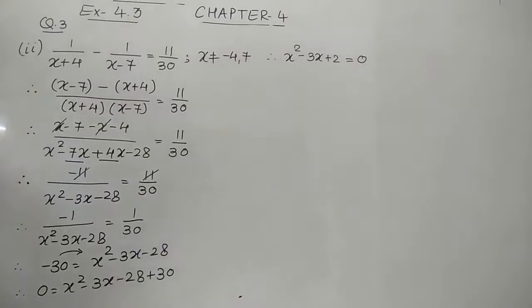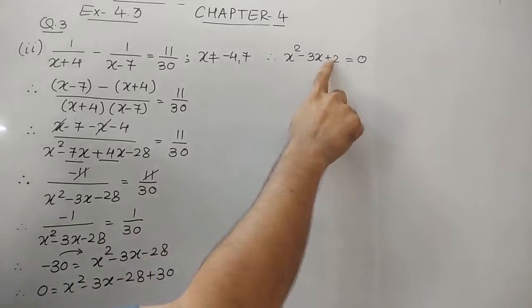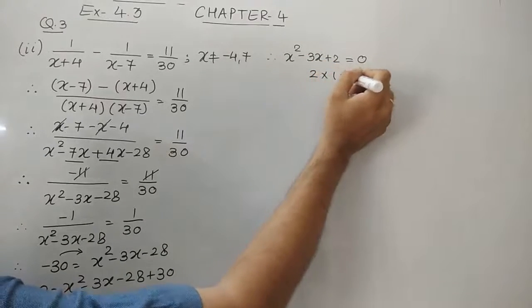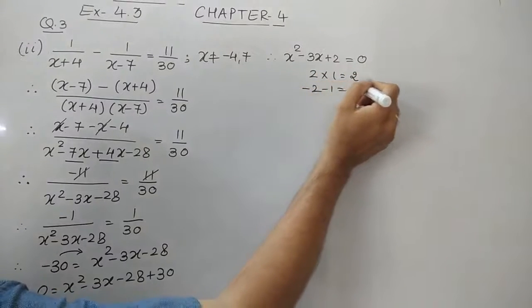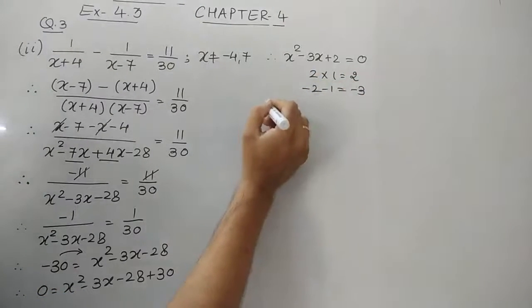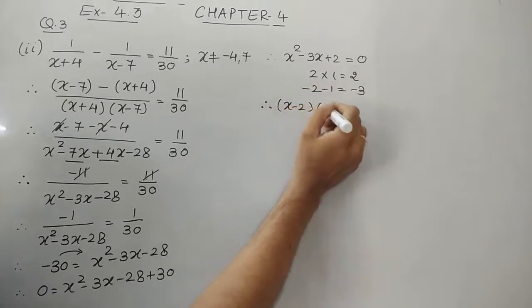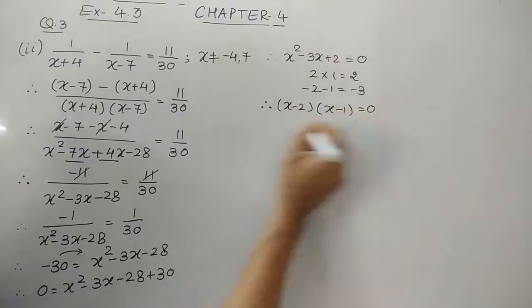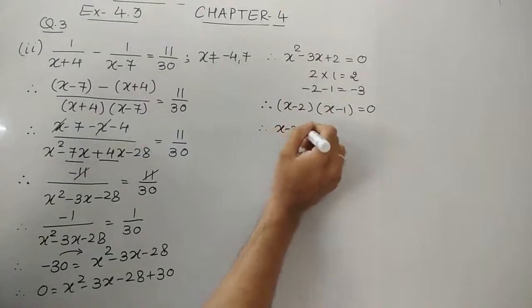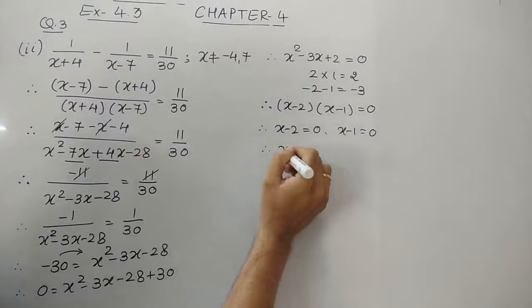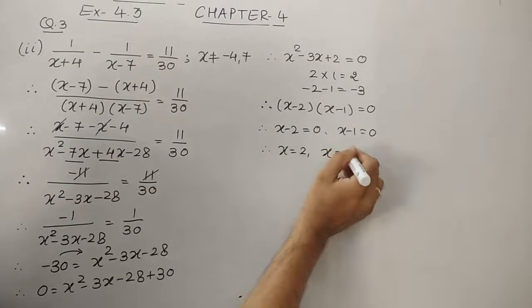Now let's see, is it possible to find the roots of this by the method of factorization? So we have to find the factors of 2 that add up to 3. We know that 2 ones are 2, and minus 2 minus 1 is minus 3. So we can directly write the two factors, as we discussed earlier also. x minus 2 is one factor and another is x minus 1. So there are two possible factors, so there must be two possible values. The value of x is 2 and another value of x is 1.